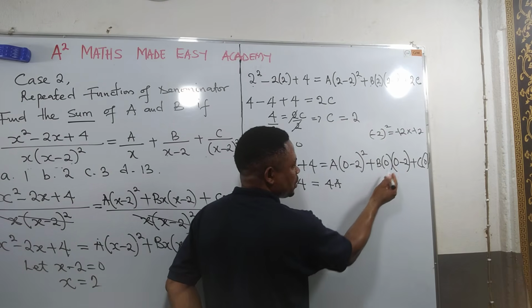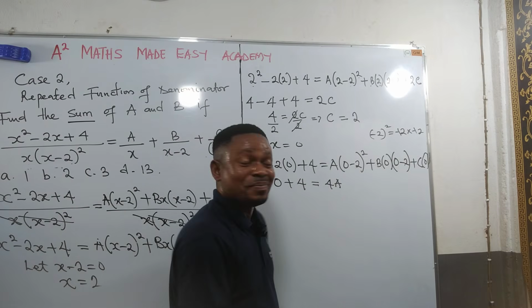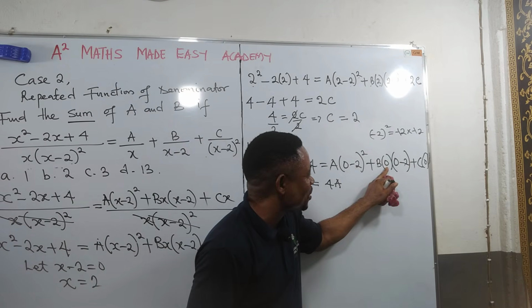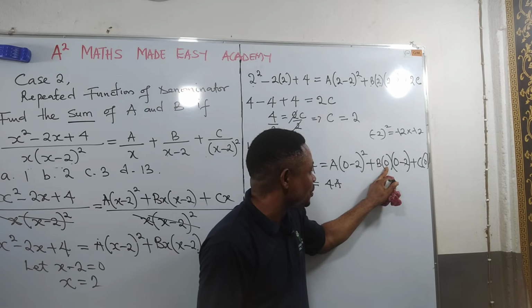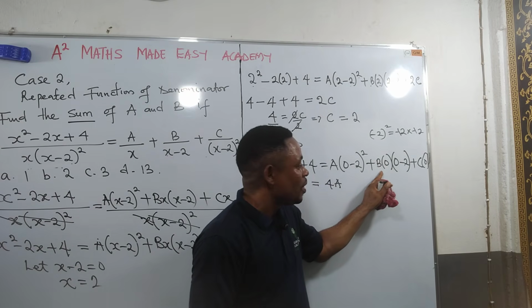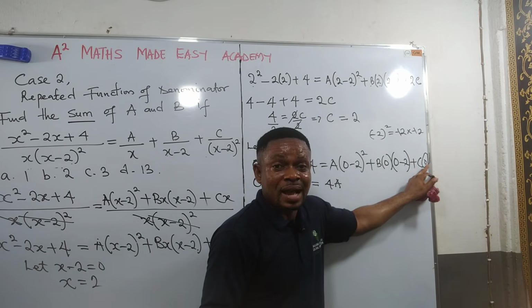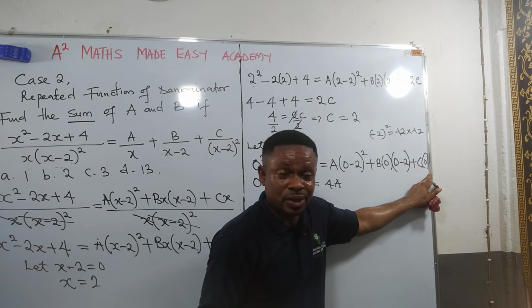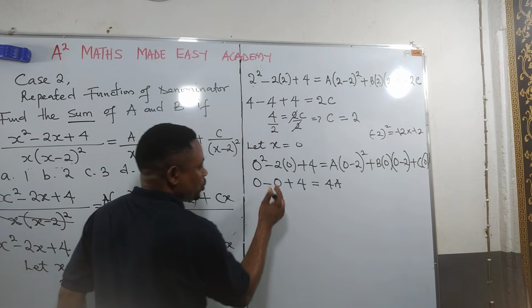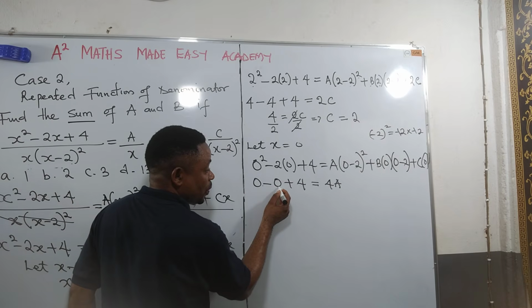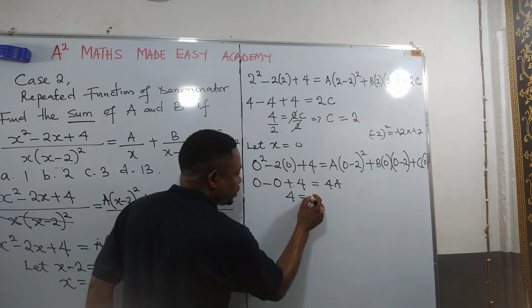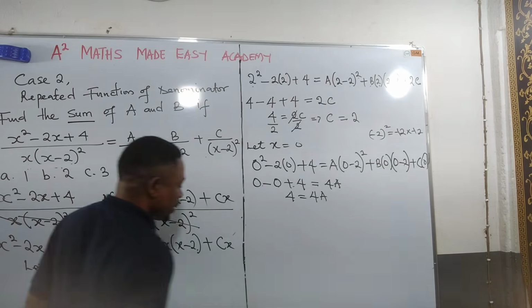Now observe this. This is 0 minus 2, which is minus 2. Minus 2 times 0 is 0. 0 times b is also 0. Finally, this one is c. c times 0 is also 0. So what is remaining is this one. Now I want you to observe. You have 0 minus 0 is 0. Plus 4 is 4. Everything should be equal to 4a. What did I say? 4a.